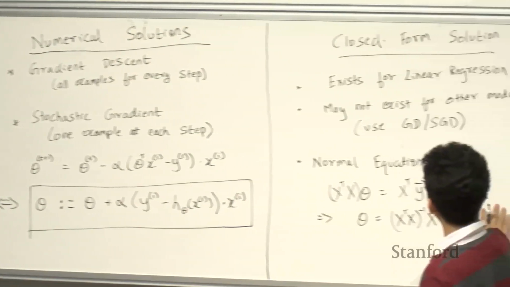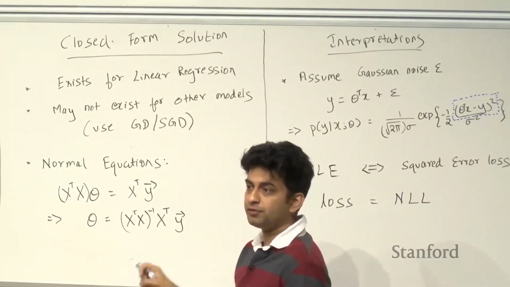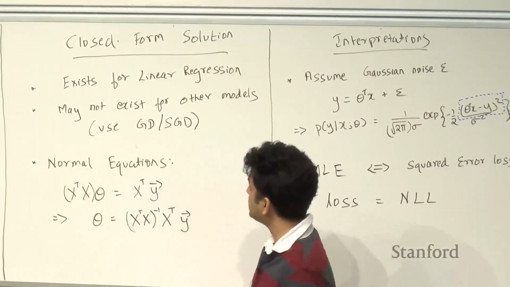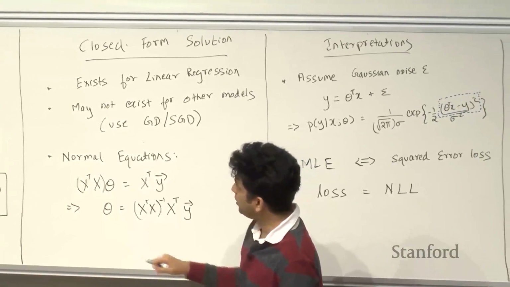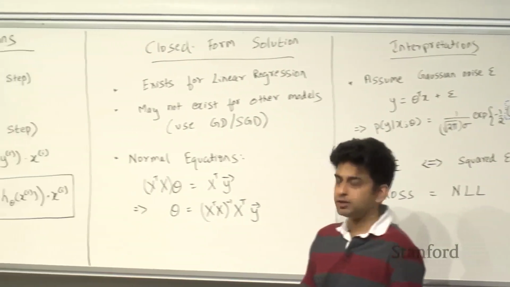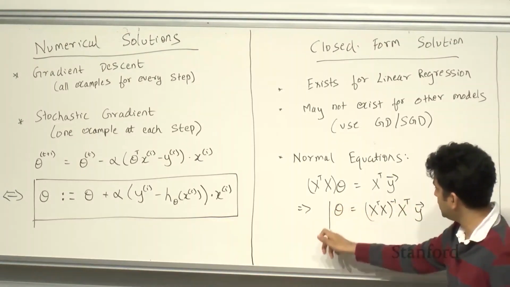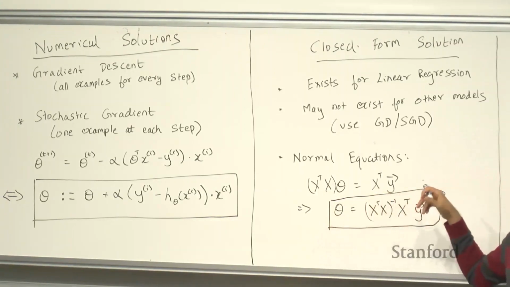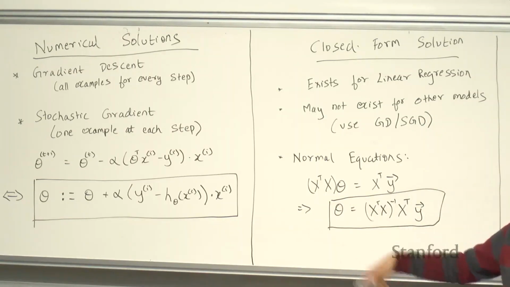And then there is the other solution, which is the closed form solution. It exists for linear regression, but it may not exist for different kinds of models or algorithms, in which case you'd use gradient descent or stochastic gradient descent. But for linear regression alone, you can start with the cost function, do some matrix calculus, take the derivative, set it equal to 0, and you end up with the normal equations, which you can invert to get the closed form update for calculating theta. This is not an iterative algorithm. You calculate this and bam, you have the final solution. You don't have to iterate over and over.